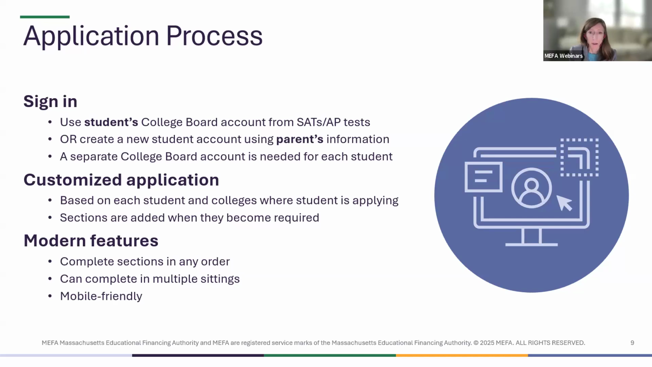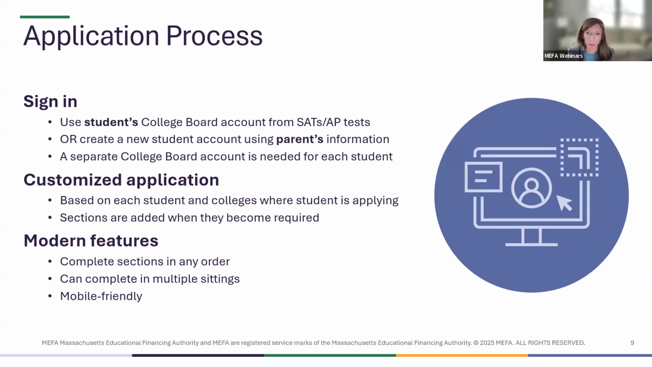The profile is customized, so it's going to be based on your student and also the colleges where your student is applying. So you'll see you're going to list the colleges where the student's applying, and that's going to really pop up those supplemental questions and make it a more customized experience. So it's a little bit different than the FAFSA that way. As sections are required, they're going to pop up, and you'll have a sidebar where those different sections are required, where you're going to fill in the information. And there are more modern features. You can complete the sections in any order, but the FAFSA, you really have to go by section.